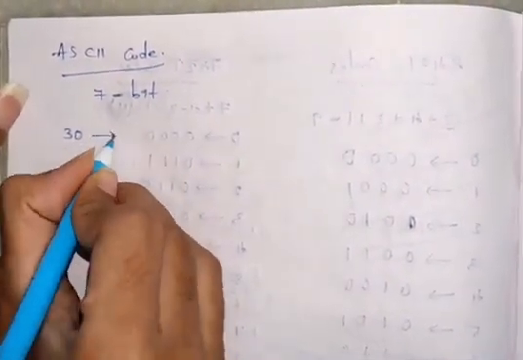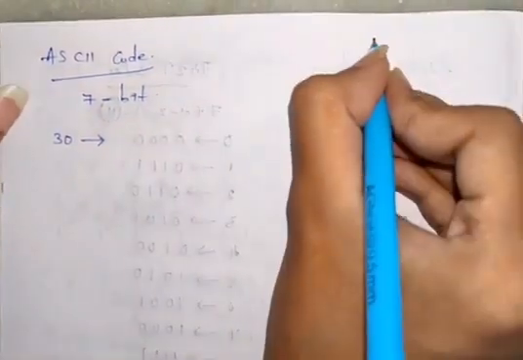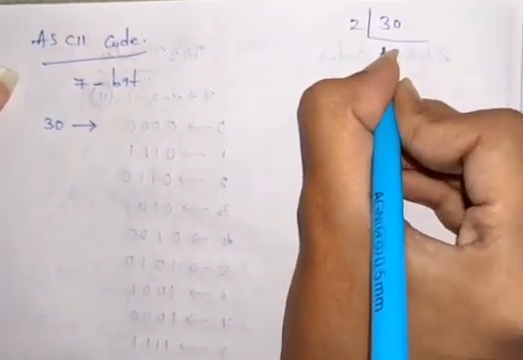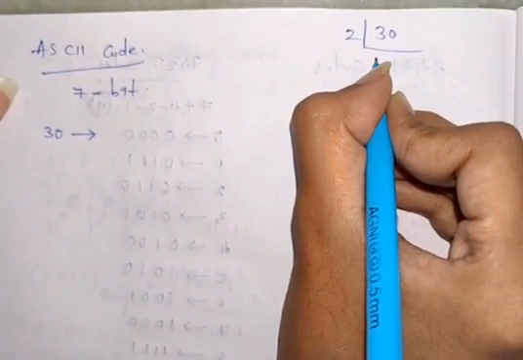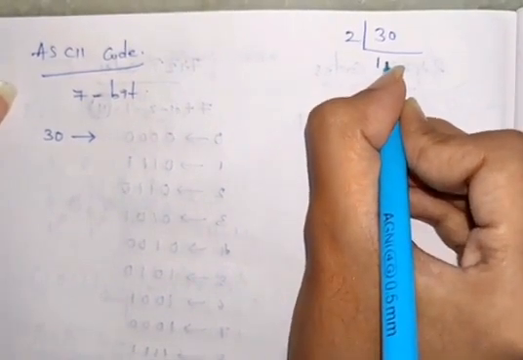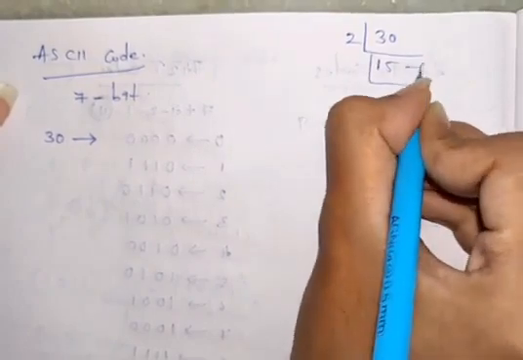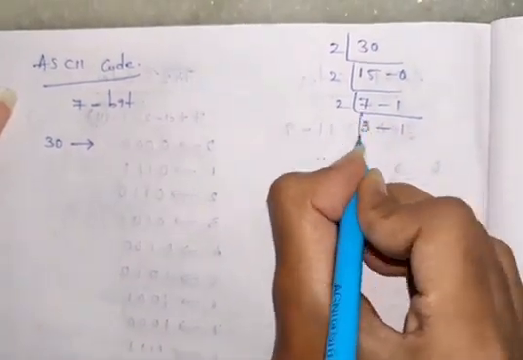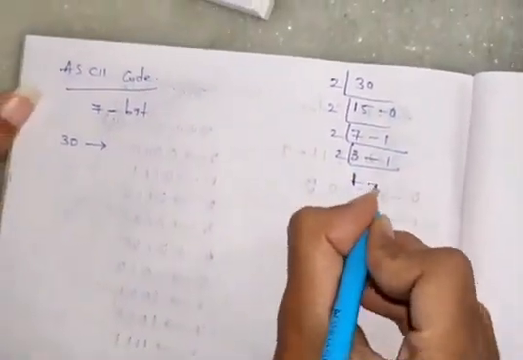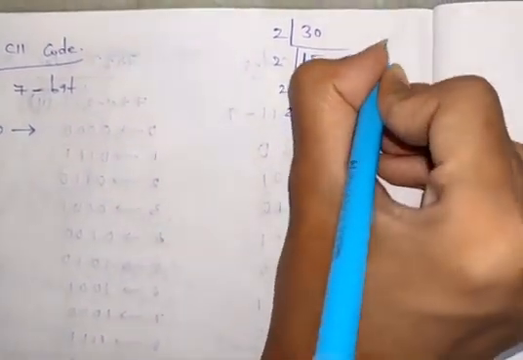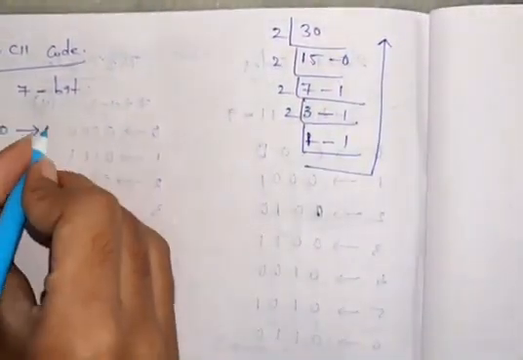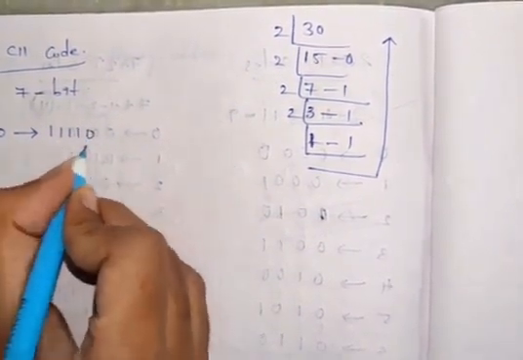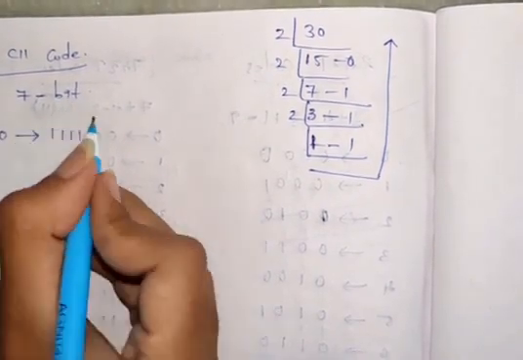30 can be represented in decimal number. We can do like this: 2, 1, 5, 0, 2, 7, 1, 2, 3, 1, 2, 2, 2, 1, 1. We should write in this form, in this way: 1, 1, 1, 1, 0. We got this, but it should be represented in 7 bits.